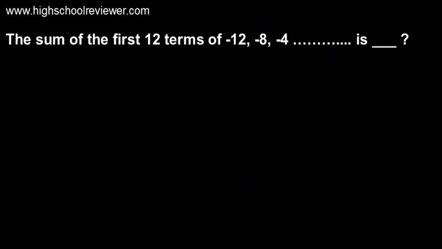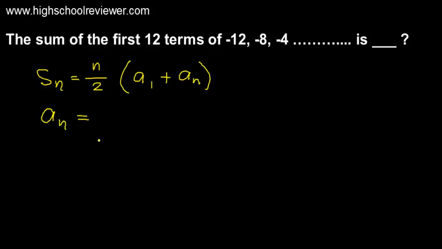The sum of the first 12 terms of negative 12, negative 8, negative 4, and so on is blank. So we need to find the sum of the arithmetic sequence. The formula to use for this sum is S sub n equals n divided by 2, multiplied by the sum of the first term plus a sub n, or the last term. If a sub n, the value of the last term, is not given, we can also use a sub n is equal to a sub 1 plus n minus 1 multiplied by d.